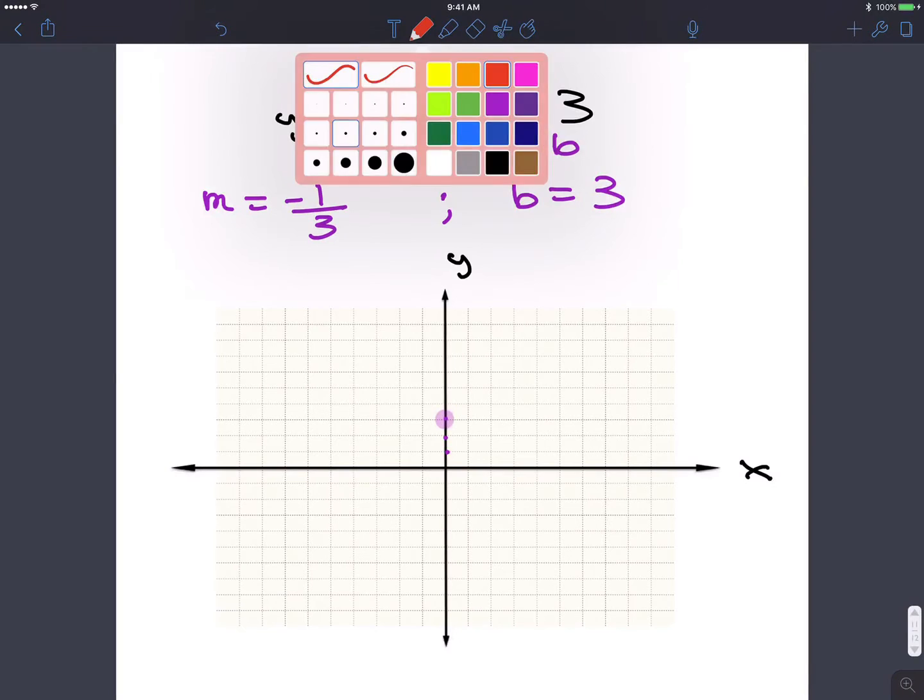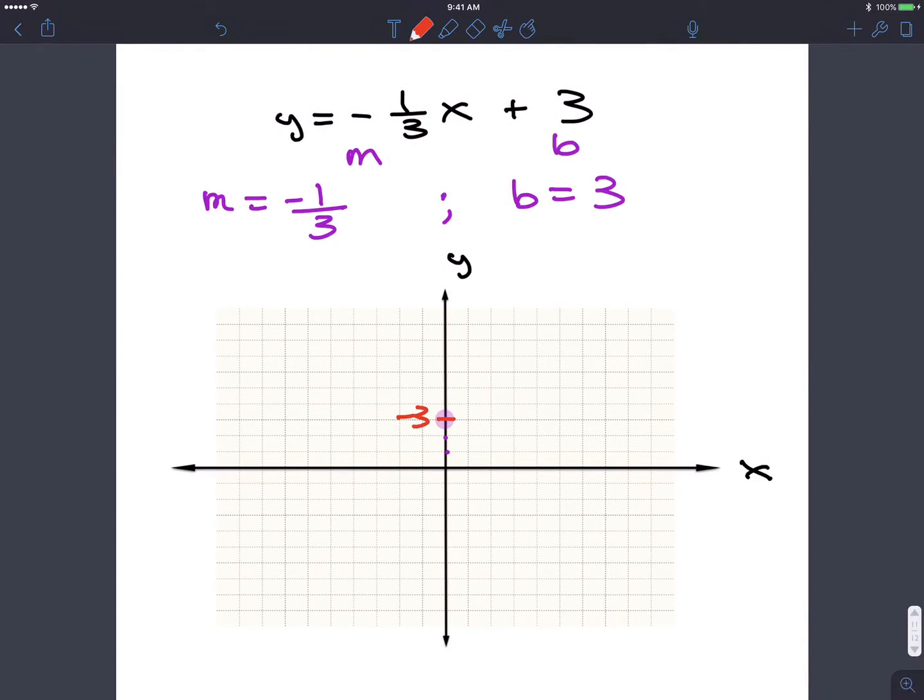We can label it, if you like, at 3. And from here, we're going to use the slope. We're going to go down 1 and to the right 3, because our slope here is down. It's negative 1. It's to the right, positive 3. The numerator is going up or down. Since it's negative, you go down 1 unit. Point being, this is the location of your second point. We can now draw our line.